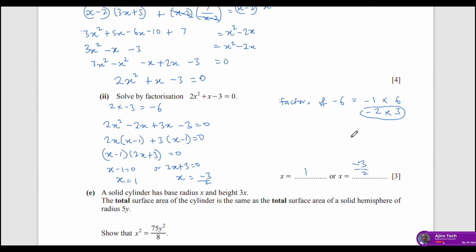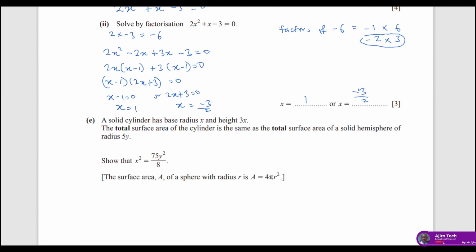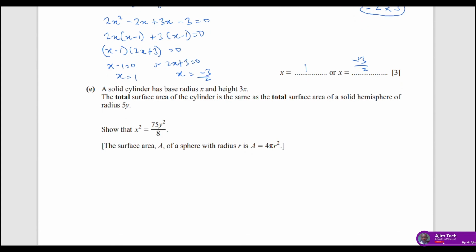So next question, a solid cylinder has base radius x and height 3x. Total surface area of the cylinder is the same as total surface area of a solid hemisphere of radius 5y. Show that. Now, cylinder has total surface area of cylinder.